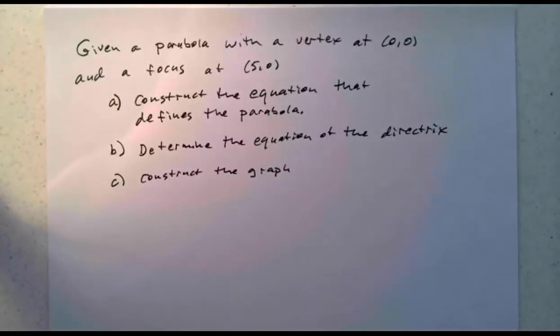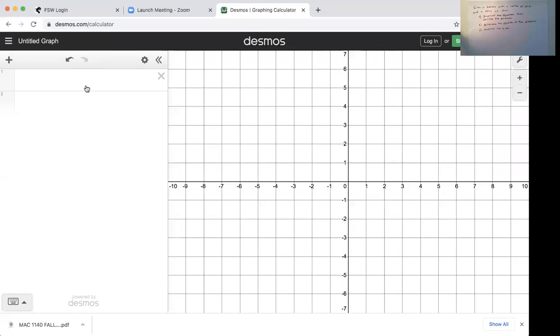This question says, given a parabola with a vertex at (0, 0) and a focus at (5, 0), first off, construct the equation that defines the parabola. So let's take a look at those points on a graph. We have the vertex at (0, 0), and we have the focus at (5, 0).